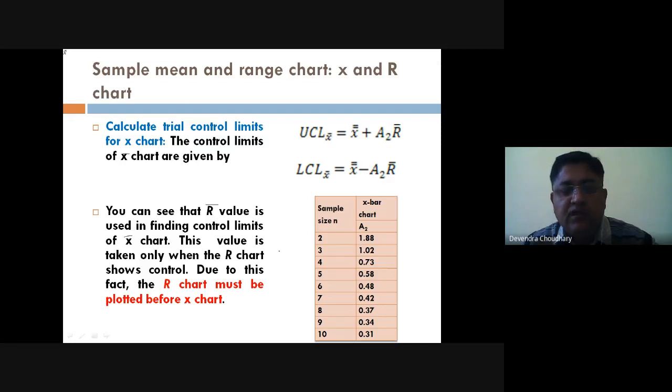So now it should be clear to you that R chart must be plotted before X bar chart. Because if you plot X bar chart without plotting R chart, there may be a situation that R bar value will not be within control. So we first plot R chart, and then once it shows that R chart is within control, we calculate the trial control limits of X bar chart using that particular value of R bar where the R chart is within control.